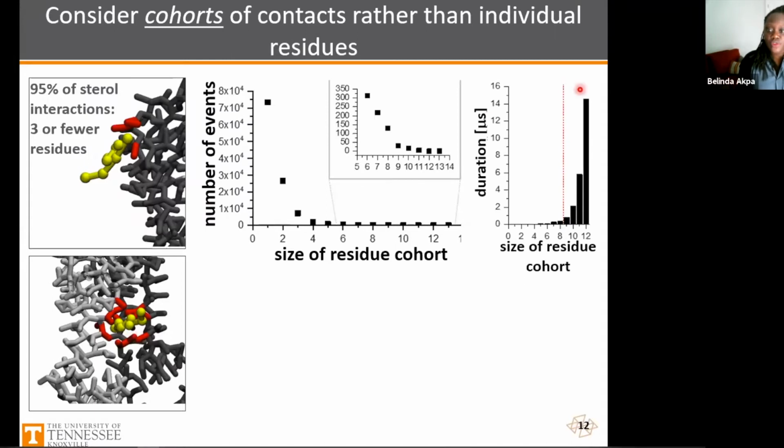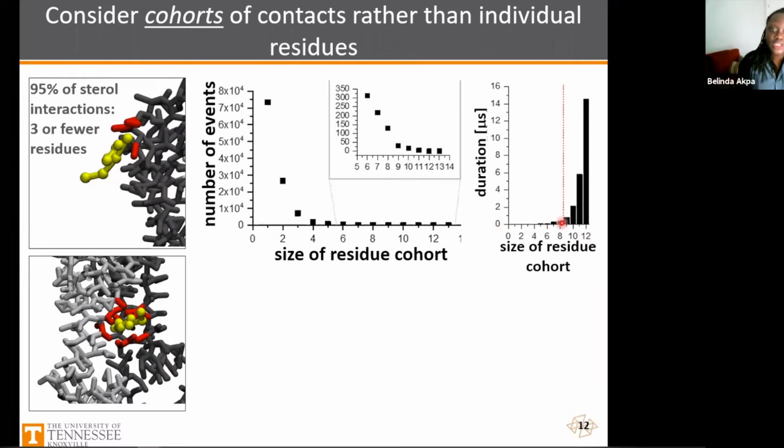We can take a step further and say, given the size of the residue cohort, how long does the contact last? And what we find is that it's only those contacts that involve large numbers of residues, 9 or more, that last on the order of microseconds. Our total simulation is about 20 microseconds in length, and you see that we have several interactions that last on the order of a microsecond or more. Most of the contacts last 10 nanoseconds, hundreds of nanoseconds.